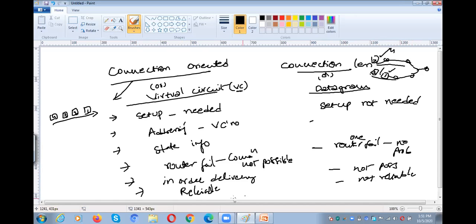Here the quality of service is achievable. Here the quality of service is difficult. Here congestion control is easy. Congestion means collisions. We can control the collisions. Here we cannot control. That means congestion control is difficult. Okay, those are the differences between connection oriented and connectionless.